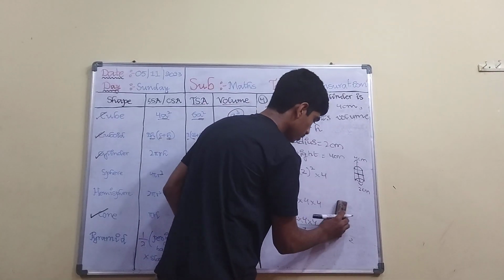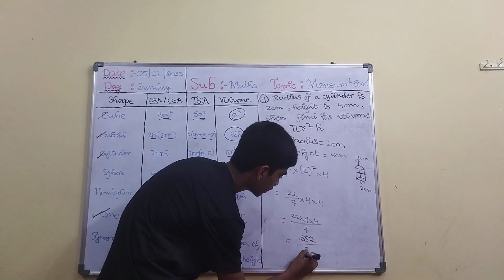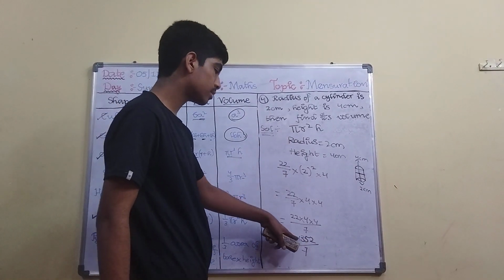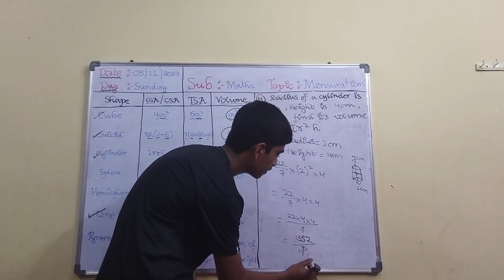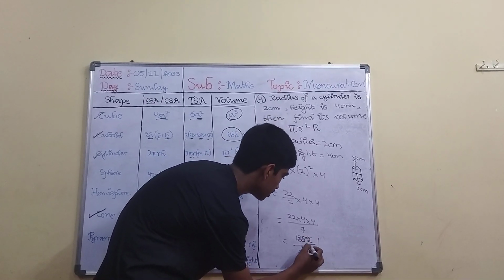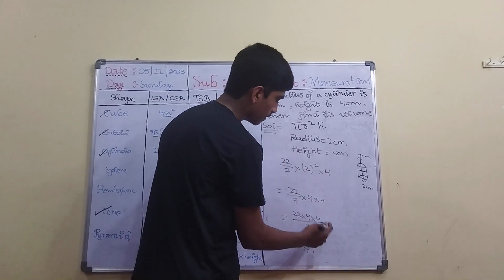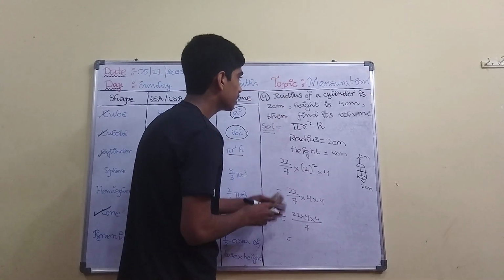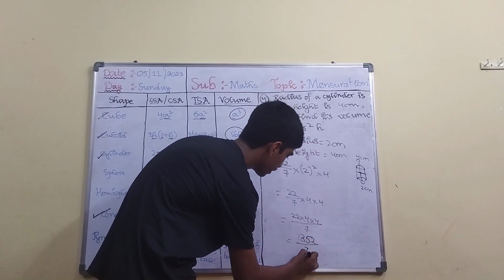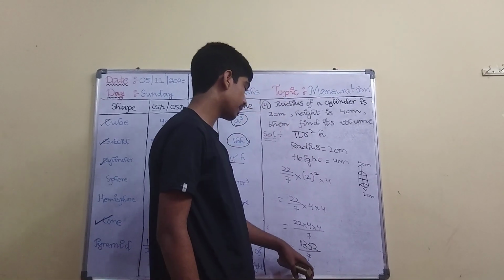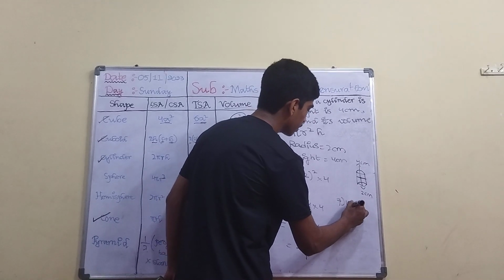22 into 16 is 352. Check whether 7 is cancelling with 352 or not. 7 ones are 7, 7 twos are 14, 7 sevens are 49, 56, 63. It is not cancelling. So the volume is 352/7. It can't be taken to simplest form. If we could divide, you can divide. 352 divided by 7, you will get the volume.